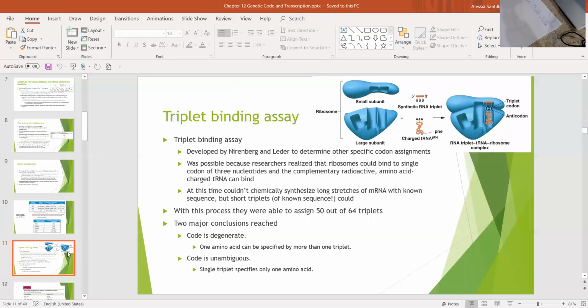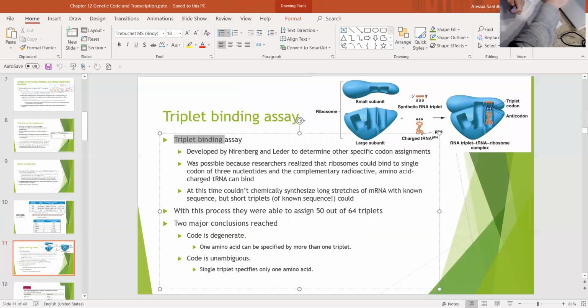So the other thing that they did was another experiment. It was a triplet binding assay, basically for specific codon assignments. Here they started realizing that they could synthesize mRNA and actually know the order of the synthesis. If they wanted to make an ACA, they could make it. But this synthesis of mRNA could only be very short, which was just fine because they could make 3. As long as they had 3 ribonucleotides, they had a triplet, right?